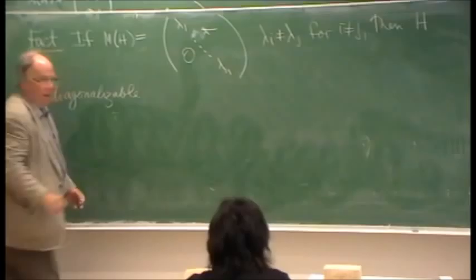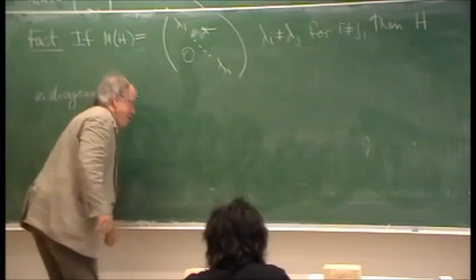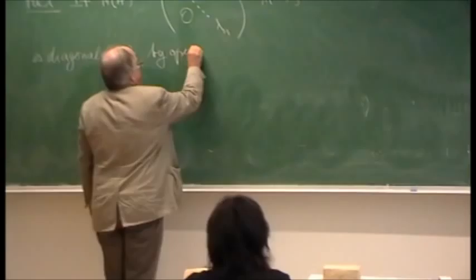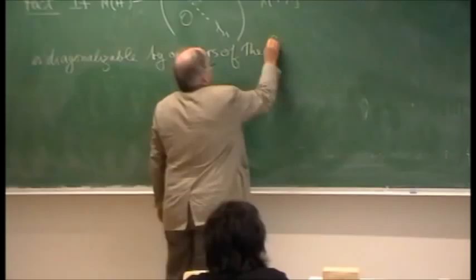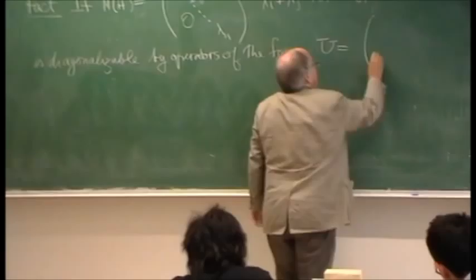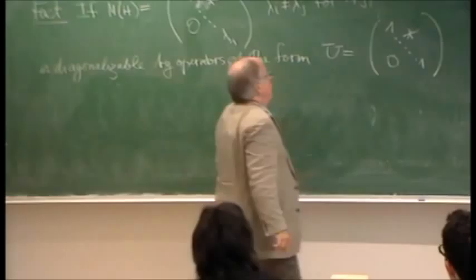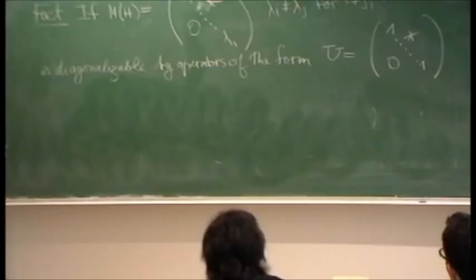This is an easy exercise if I tell you what matrices or operators to try: operators of the form... and I call them U, for reasons of mathematical notation. These operators are called unipotent operators. And the reason they're called unipotent is because of the ones along the diagonal.